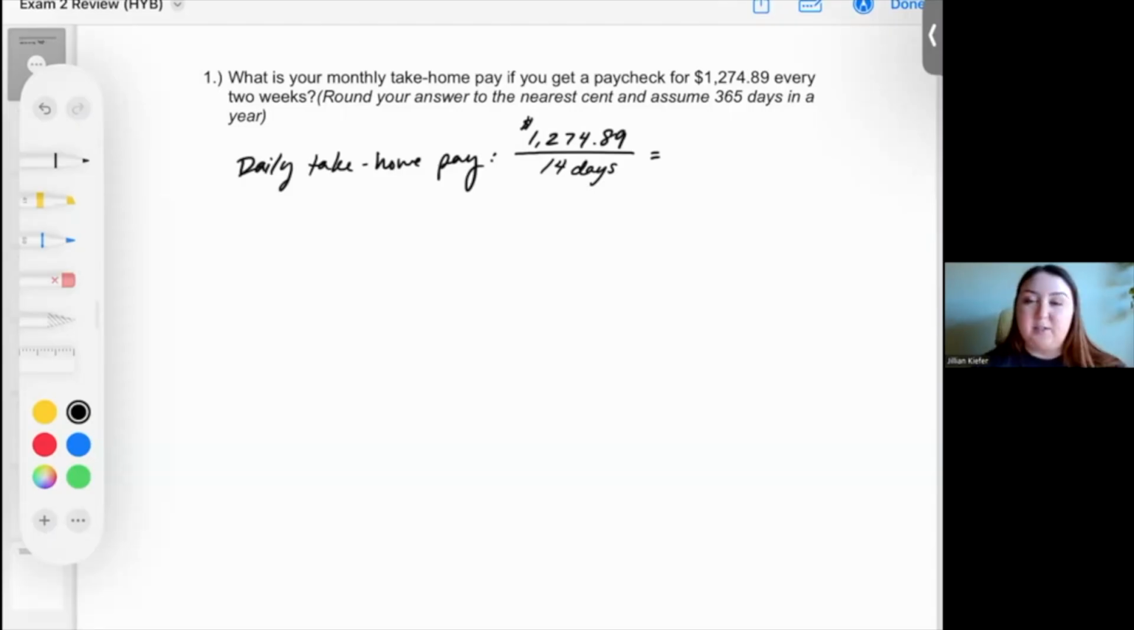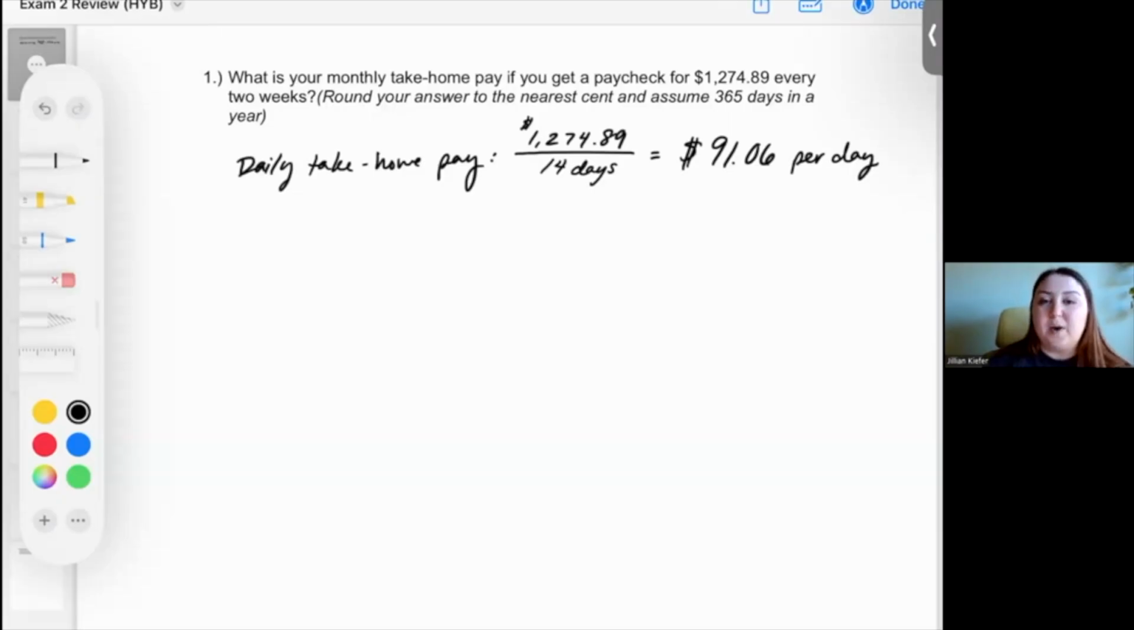Now, when we make these calculations, we will be rounding to 2 decimal places because that's how many places we have for cents, the smallest amount of money, which is pennies. So putting this into our calculators, finding the value, we should end up getting $91.06, and this is per day. This is our daily take-home pay.